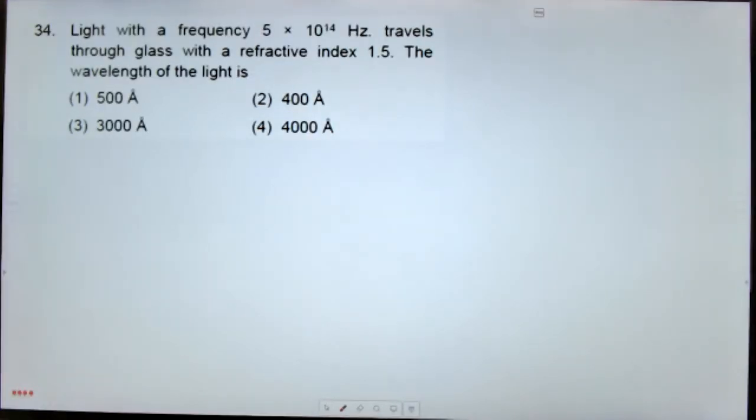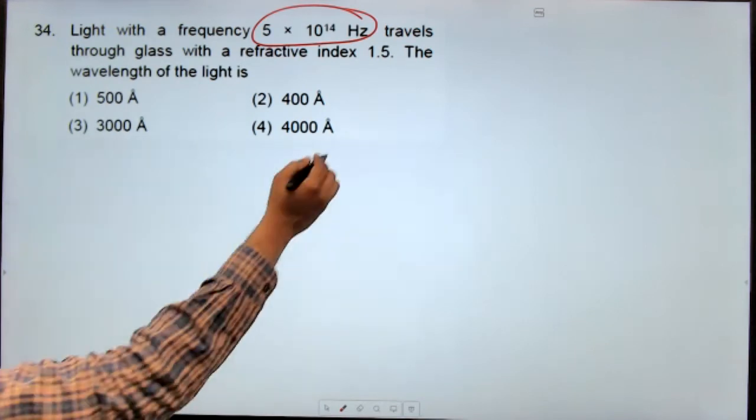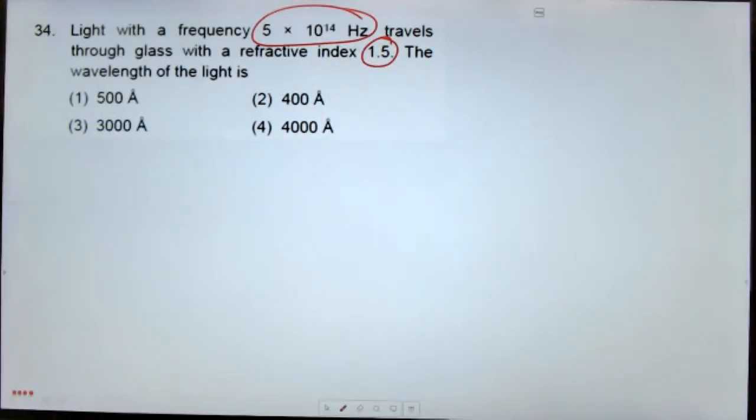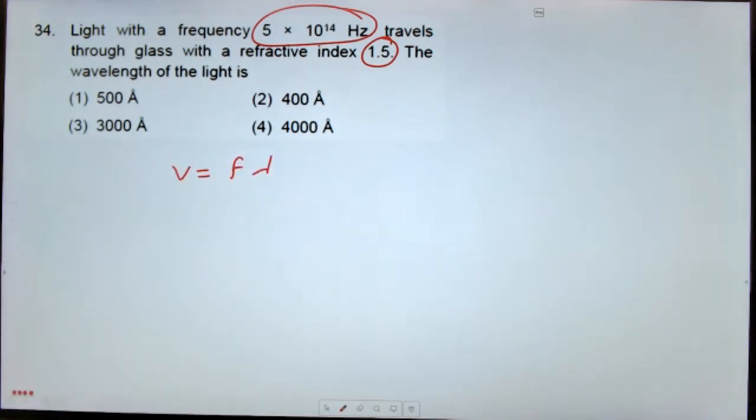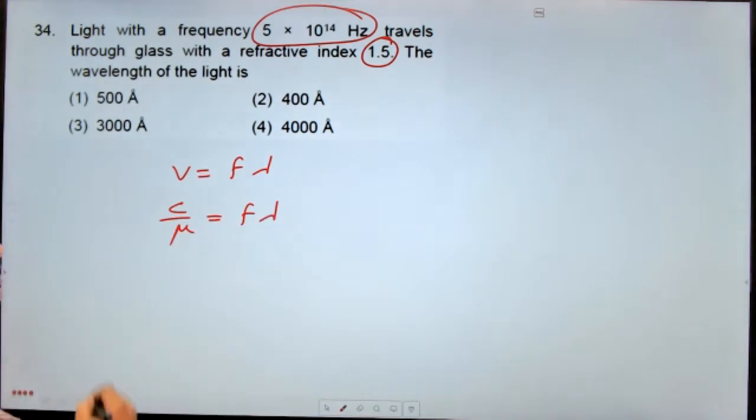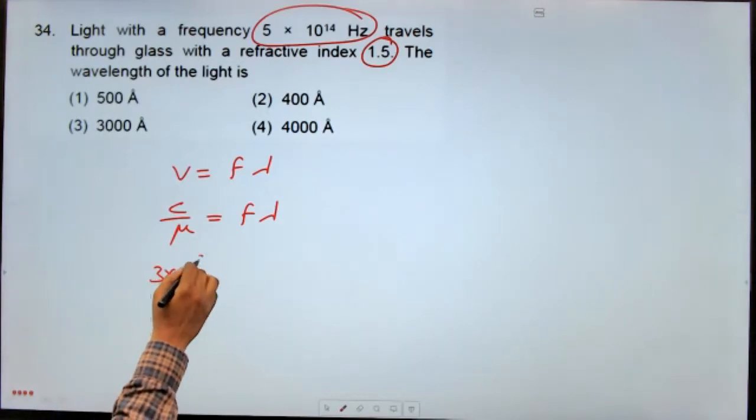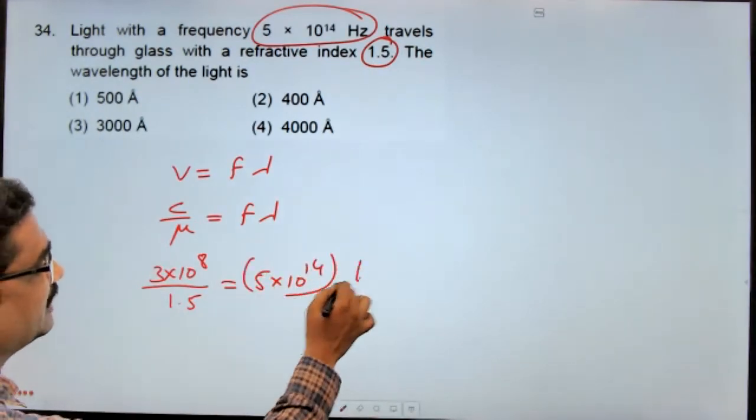Next one. A light of frequency 5 into 10 power 14 Hz travels through glass with a refractive index 1.5. Then the wavelength of the light is. So he is asking about the wavelength. Frequency is there, refractive index is there, but wavelength is asked. So v equal to f lambda. From this equation we have to solve. What about velocity? Velocity in a medium can be written as c by mu equal to f lambda. Velocity of the wave in a particular medium is c by mu. c value 3 into 10 power 8, mu value 1.5, frequency 5 into 10 power 14. Wavelength you have to calculate.